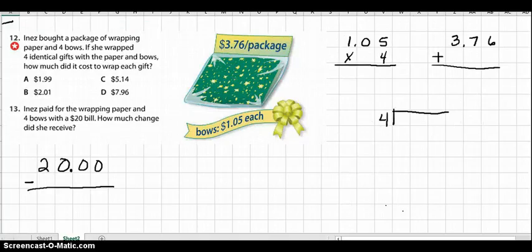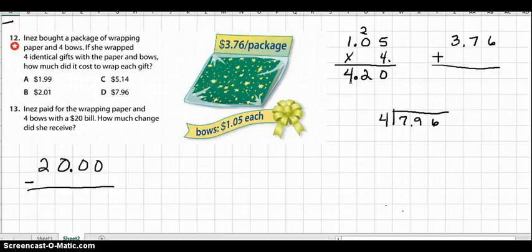Number 12 and 13. Inez bought a package of wrapping paper and 4 bows. If she wrapped 4 identical gifts with paper and bows, how much did it cost to wrap each gift? Okay, so she only bought 1 package of wrapping paper, but she bought 4 bows. And each of the bows, it says here, costs $1.05. So we first got to figure out how much she paid for bows. 4 times 5 is 20. Put my 0 down, carry my 2. 4 times 0 is 0, plus 2 is 2. 4 times 1 is 4. There are 2 numbers behind the decimal, so 2 numbers behind the decimal in my answer.